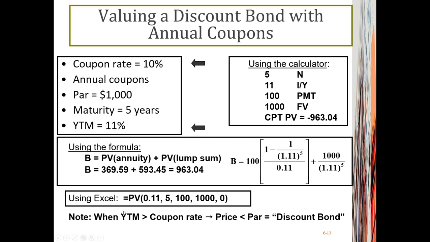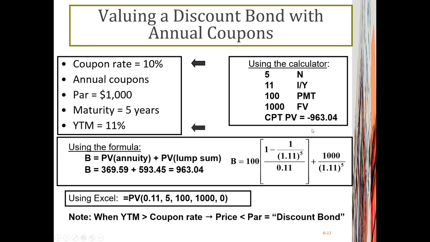963.04. And the last method is to use your Excel spreadsheet. You simply utilize the PV function within Excel and enter 5 numbers. The first one is the interest rate, or yield to maturity, and here you need to use 0.11. The 5 is the number of years, followed by the coupon payment 100 and the 1000 principal value. The last one gives you a choice of either 1 or 0, and here you choose 0. Why 0? 0 means cash flow occurs at the end of each time period. If you choose 1, that means cash flow occurs at the beginning of each time period.